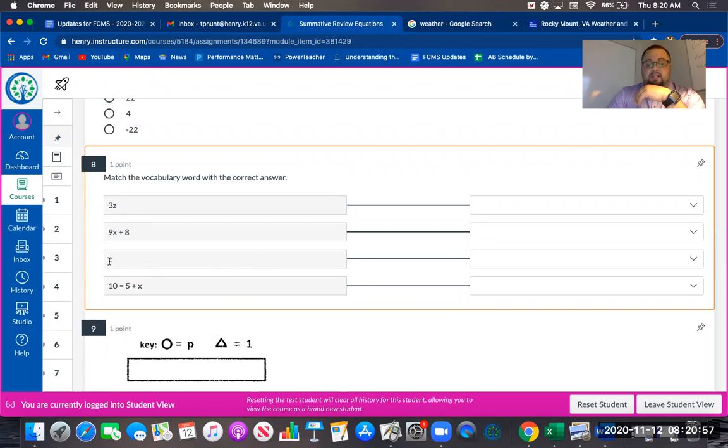This one here is a letter. It is representing an unknown amount. That's what we're solving for. So again, that is your variable. Then we have 10 equals 5 plus x. So we have both sides and we have an equal mark. So we know that is our full mathematical sentence. So that is our equation.